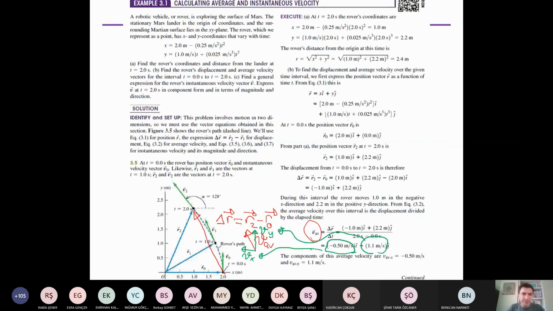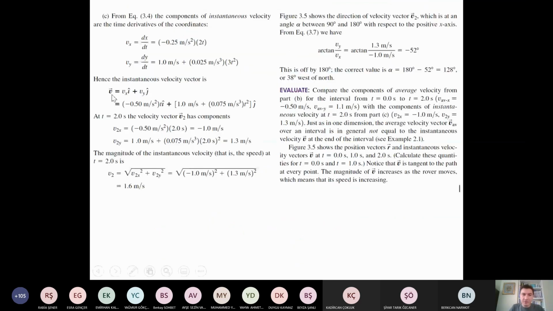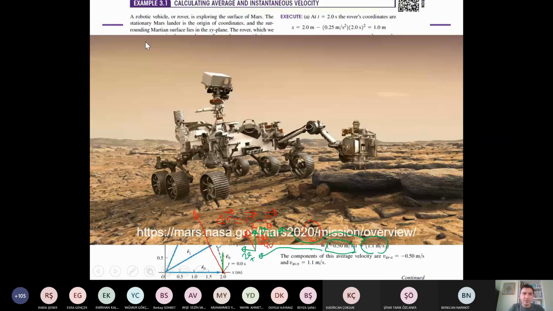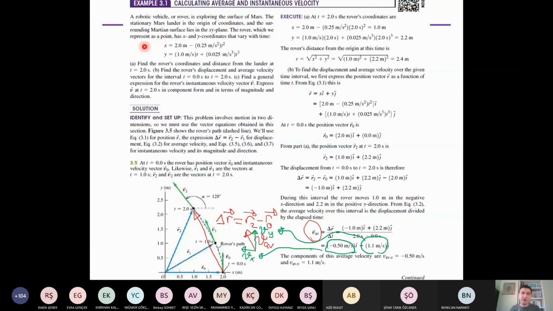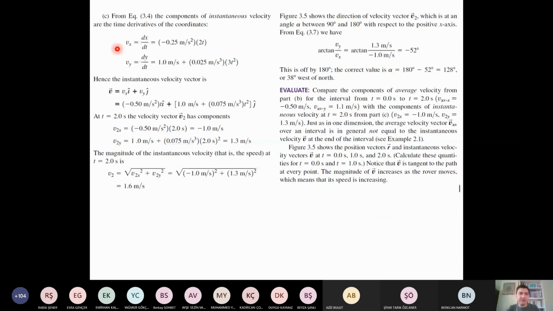What was the final question? The general expression for the rover's instantaneous velocity vector v. In order to write the general expression for the instantaneous velocity, we have to write vx times i plus vy times j. So what is vx? vx is given by dx over dt. So you will take the time derivative of x. Here we have x, here we have y, and I need the time derivative of this x and the time derivative of this y to find the instantaneous velocity.